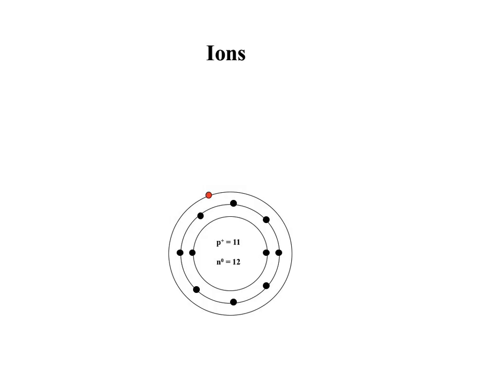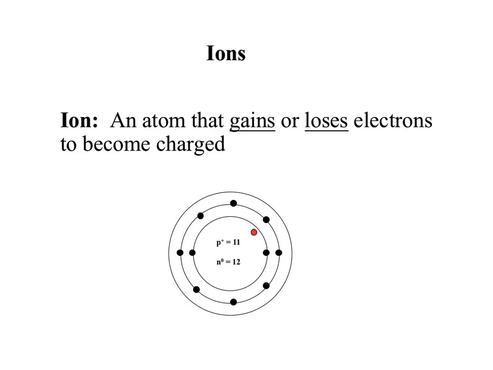But if I were to remove just a single electron, that outer one right there is going to be the one that comes off the easiest. Take it away, it now would only have 10, and it would have a charge, because it doesn't have the same number of protons as electrons now. So an ion is any atom that either gains or loses electrons, giving it a charge.